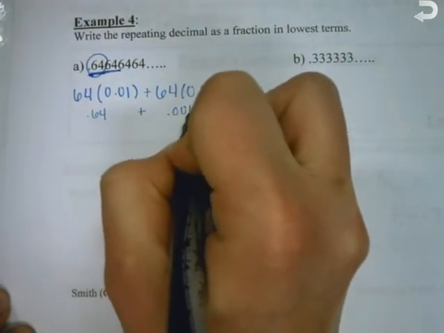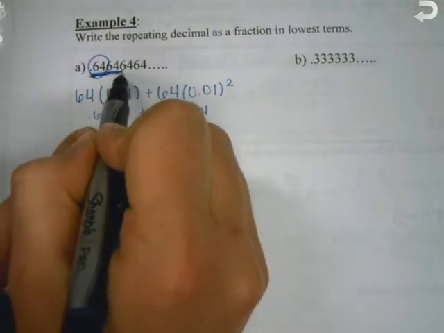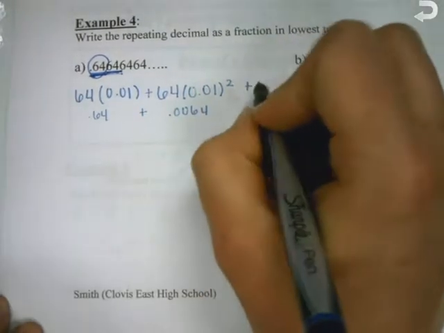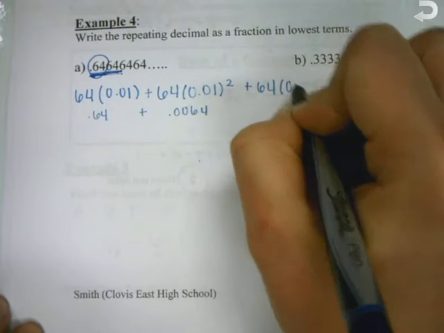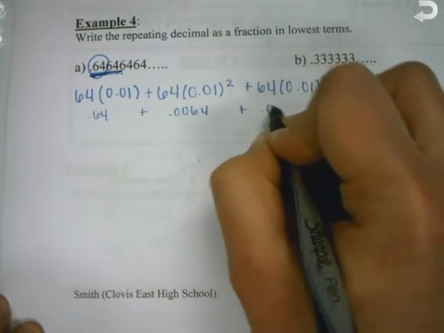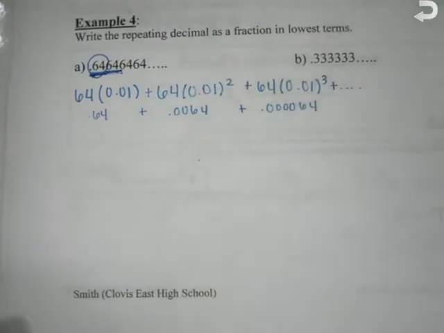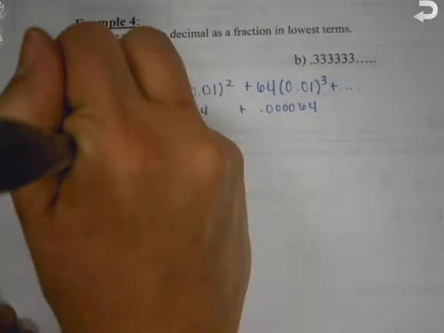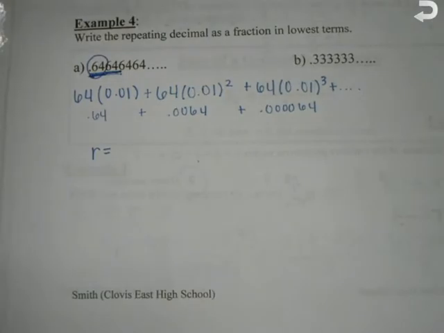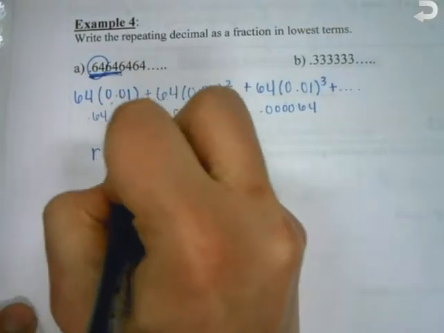So what would the next one be? 64 times 0.01 to the third, because that would give me 0.000064, dot, dot, dot, so on and so on. Does that make sense? Okay. So what would R be then? What am I multiplying by each time? 0.01. So R is 0.01. Is that between 1 and -1? It is. So let's use a sum.